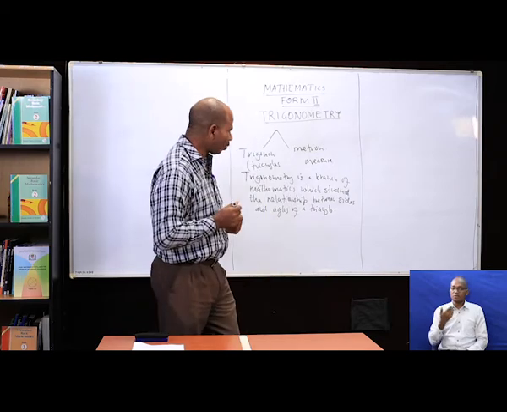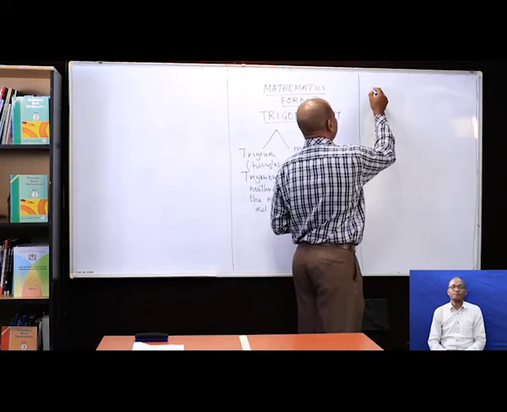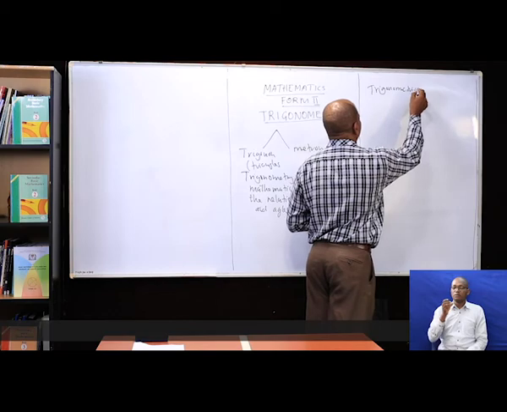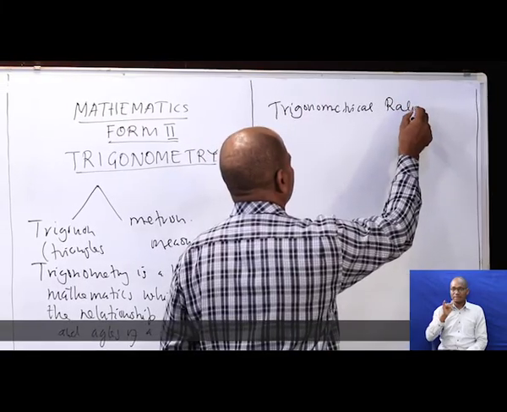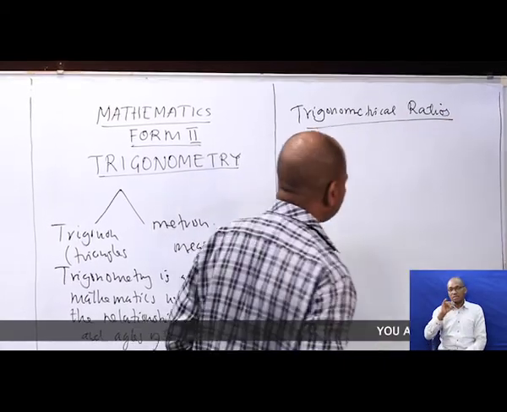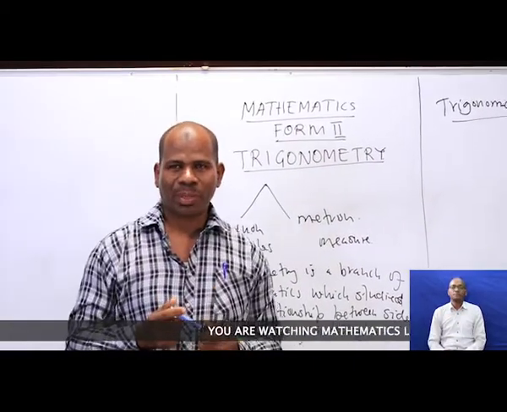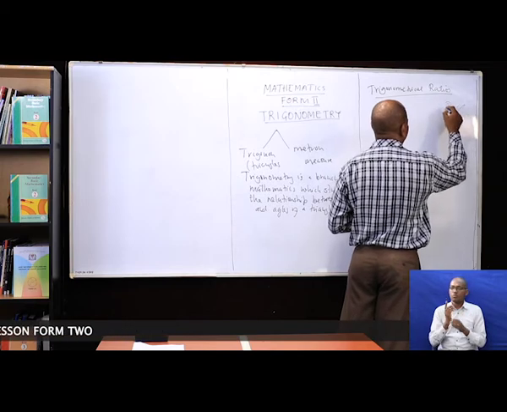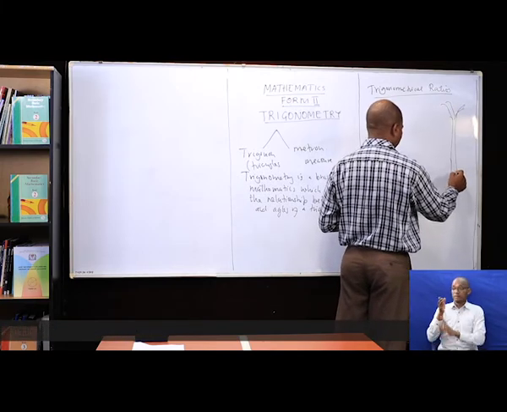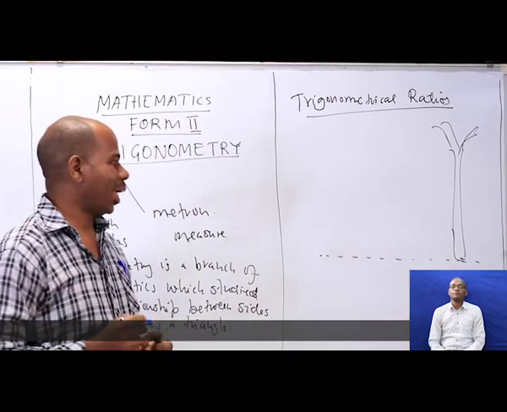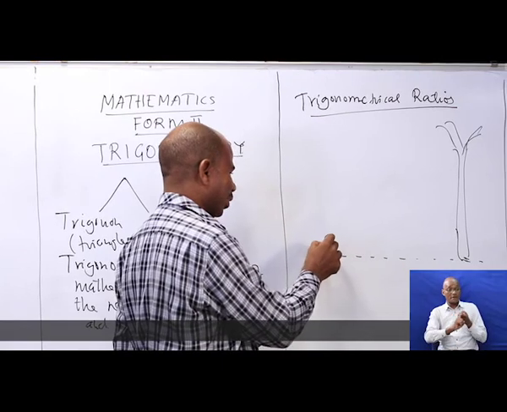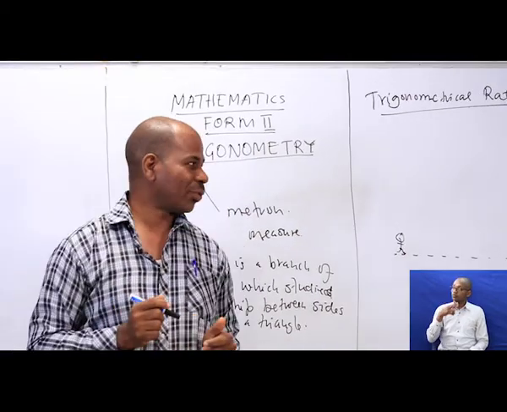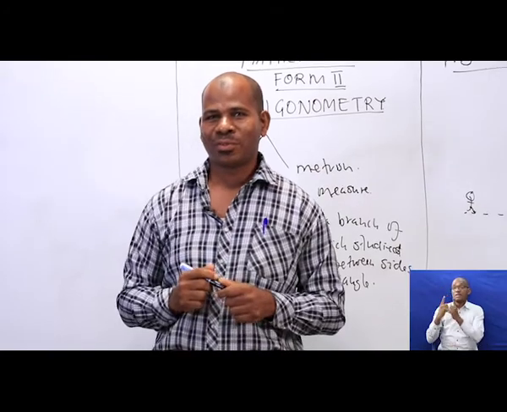So today's concern is trigonometric ratio. One of the applications is to measure the height of trees. Suppose we have a tree, and my friend Juma is looking to find the height of the tree. Juma has three alternatives to find the height of the tree.